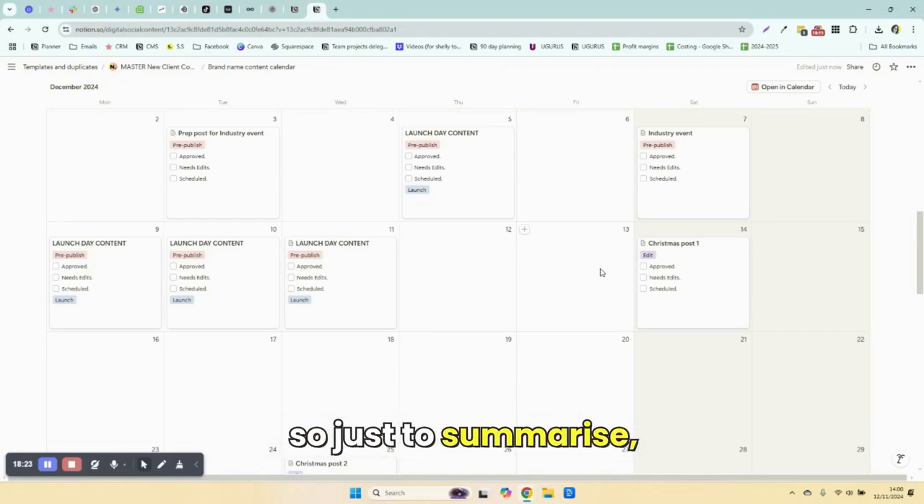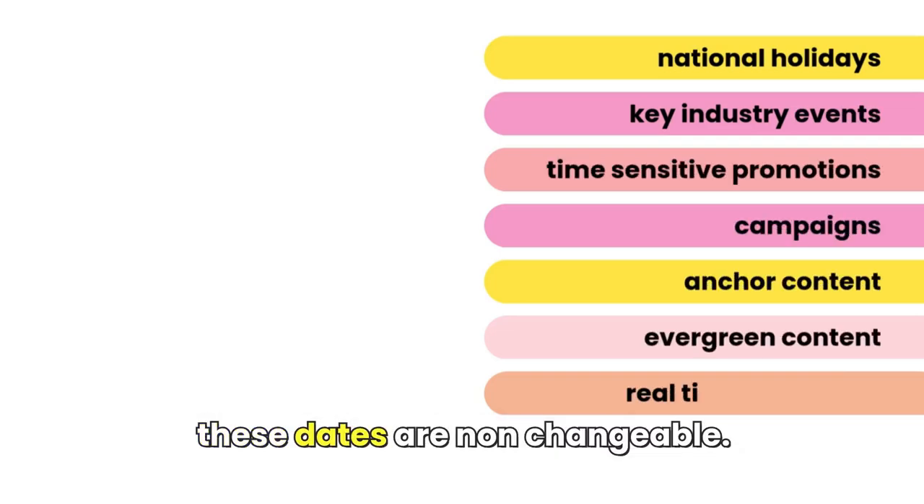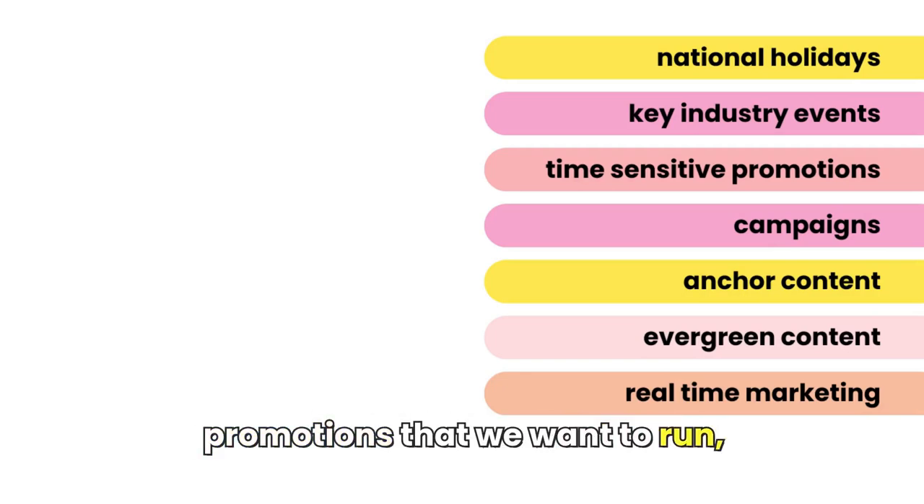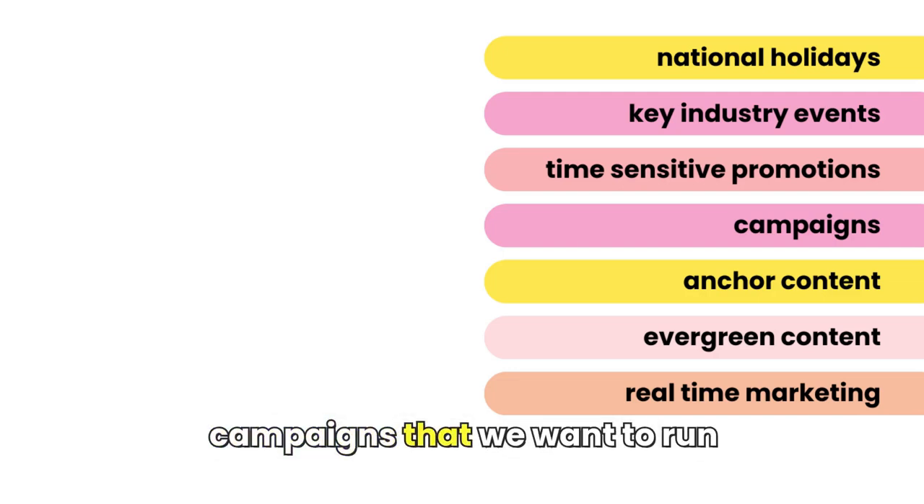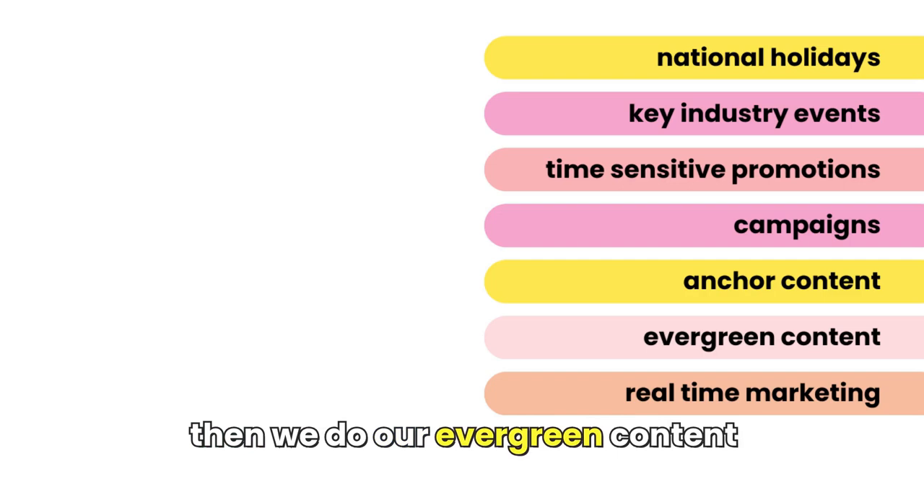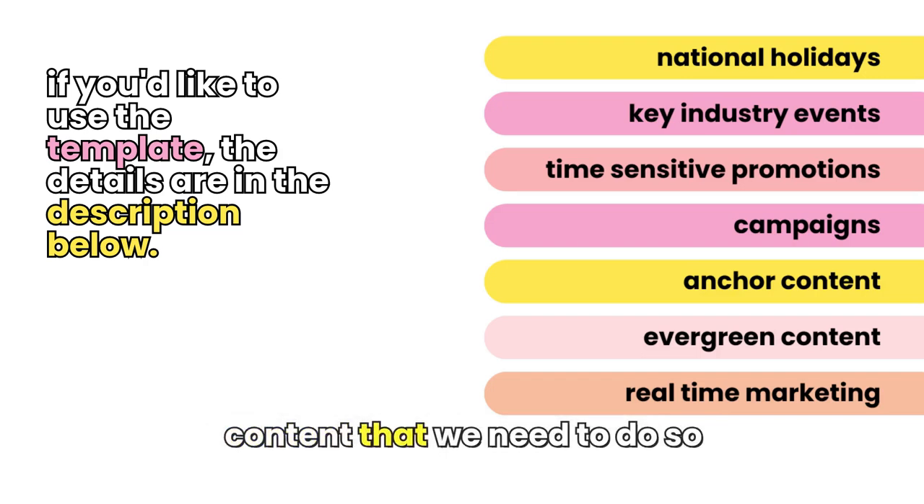So, just to summarize, we go through national holidays and key industry events. These dates are non changeable. They're fixed points in time that we need to work around. We then do any time sensitive promotions that we want to run. Then we follow with any campaigns that we want to run for particular offers that we'd like to share about. Then we do our evergreen content, and we finally do any real time content that we need to do so we can be reactionary and be present in our social media that we're creating.